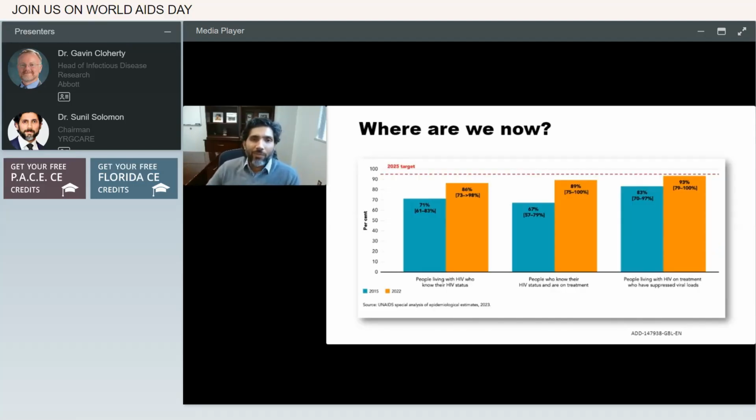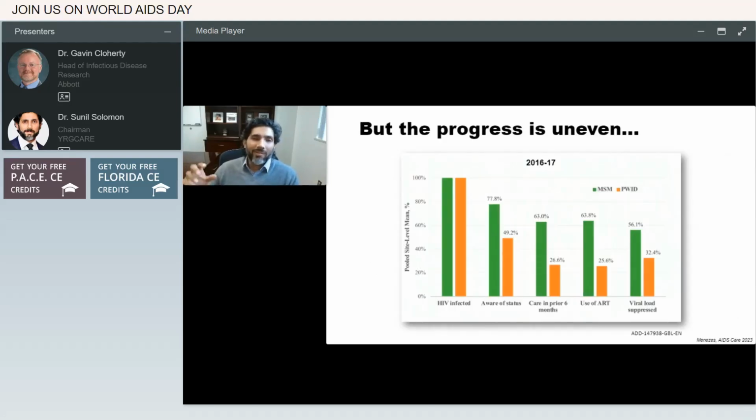This shows you the growth between 2015 and 2022, and you can see we have definitely made progress. But as you can see, the biggest gap still is in diagnostics. About 9% of the people aren't aware of their status. Because if you can find them, the linkage to care, getting people on treatment, keeping them on treatment, getting them suppressed is much easier. But also important to note is that the progress is not even.